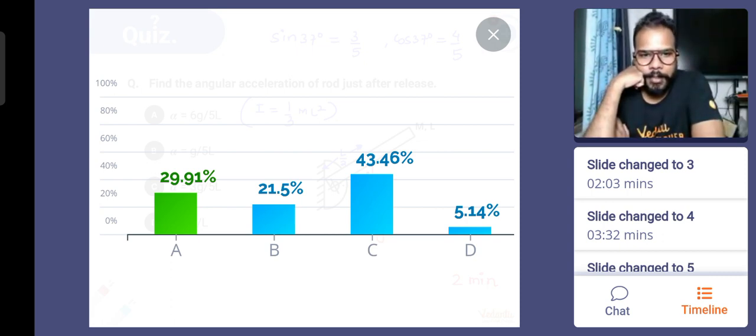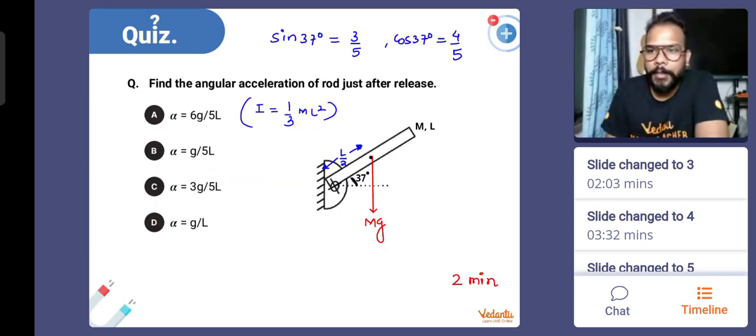And I don't know, majority people thought that the answer will be 3g by 5l. All of you switching on the chat, but only respond when I'm asking you. Okay. Is this the line of action of the force? No, it is not. Is this the line of action of the force? Green line. The green line is the line of action of mg. No, that is the line on which mg is acting or not? Right. The dotted line that you see, is it perpendicular from the axis of rotation? The dotted line is perpendicular, right?